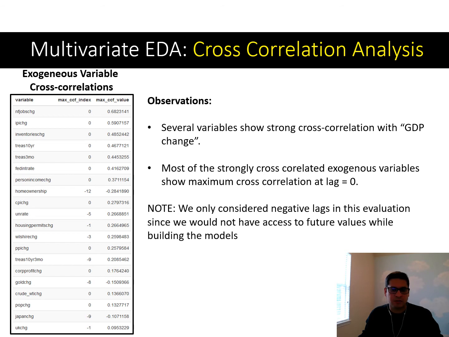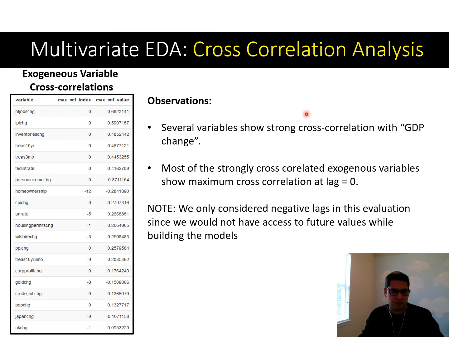Next, we moved on to the modeling of the VAR model, which is a multivariate model. For this, first we did a cross-correlation analysis, and we found that there were several variables that were highly correlated with the variable of interest, which was GDP change. They were mostly related to number of jobs in the economy, business-related information such as inventory and the pricing index, and also treasury information, interest rate information, and things like that. What was also interesting was that most of these variables showed the maximum correlation at lag equal to 0.